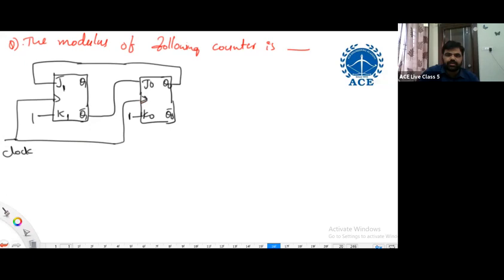Try to analyze this. Already we discussed how to proceed: present state, present inputs, and estimating the next state using the characteristic tables of the flip-flops. Yes, start with 0, 0.